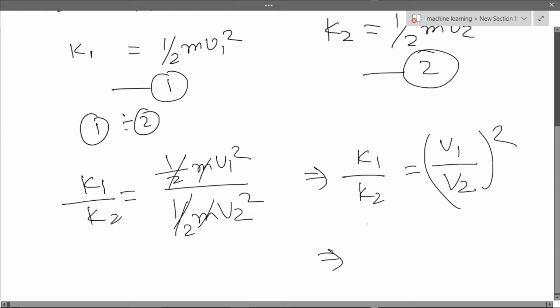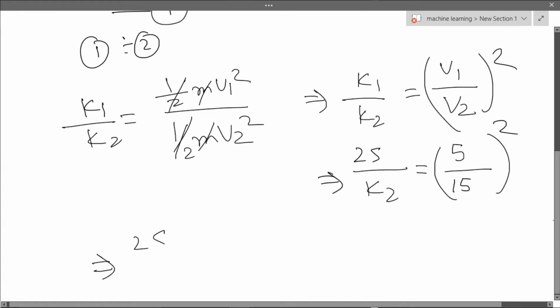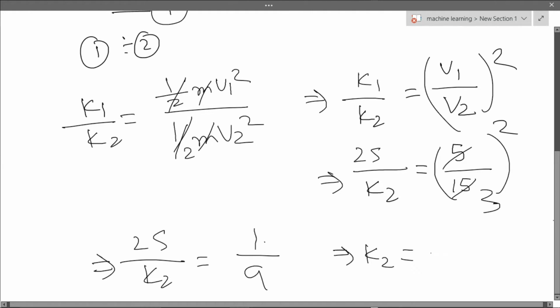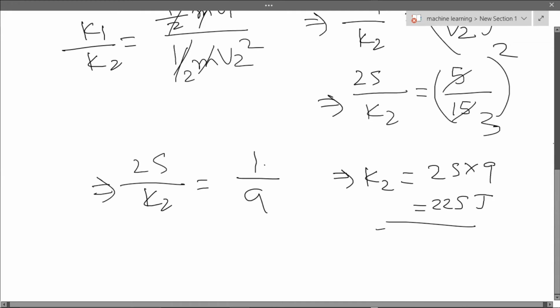The value of K1 we know, 25 joule is given, and K2 we have to find. v1 is 5 meter per second, v2 is 15 meter per second. 25 by K2 is equal to 1 by 3 square, that is 1 by 9. Then K2 is equal to 25 into 9, equal to 225 joule. So when velocity is increased 3 times, the kinetic energy will be 225 joule.